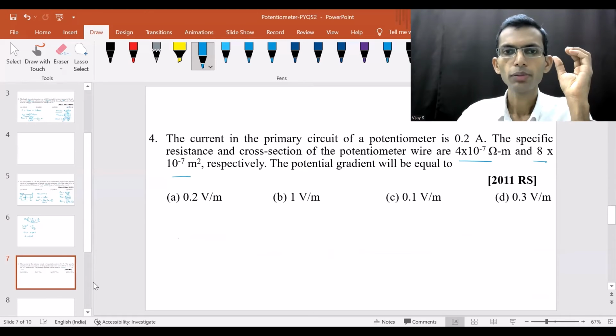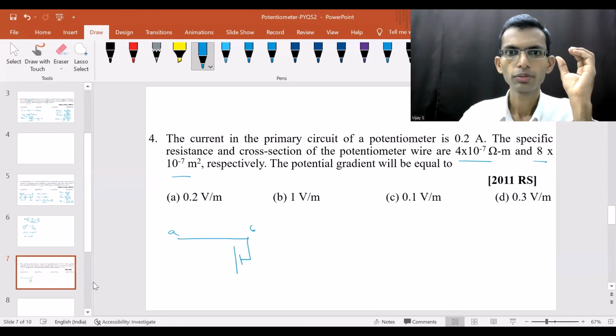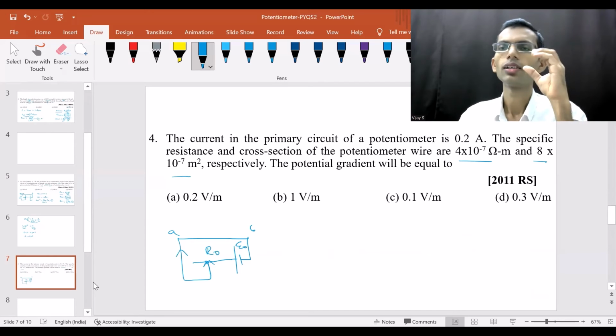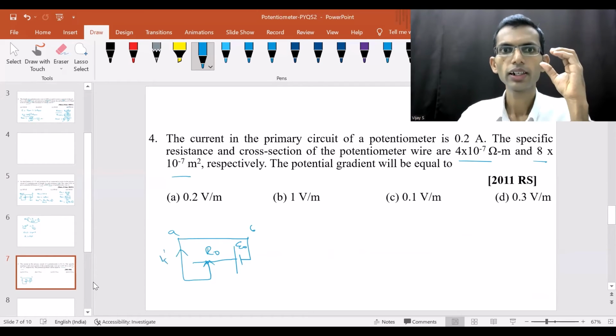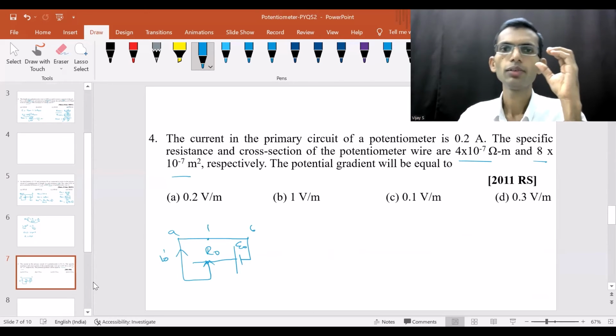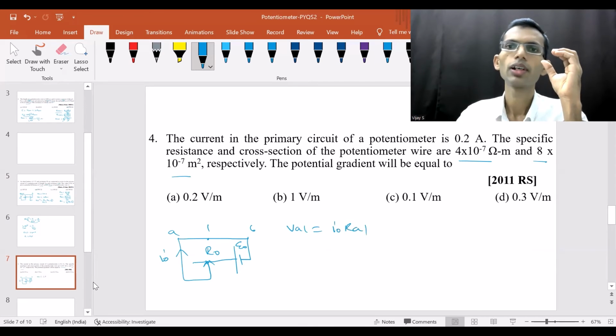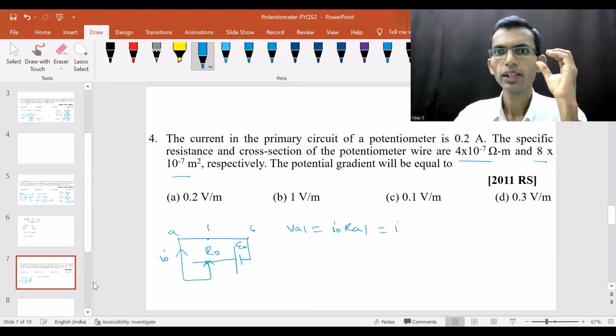The primary circuit for this problem can be drawn like this. AB is the potentiometer wire, E0 is the primary circuit battery EMF. Let us say R0 is its series resistance. Let us say I0 is the current flowing in the primary circuit, right? Let us say 1 is a point on the potentiometer wire at some position. What is the potential difference between A and 1? VA1 is equal to I0 into RA1 from Ohm's law, resistance of the wire between A and 1. So that is equal to rho LA1 by A dash.